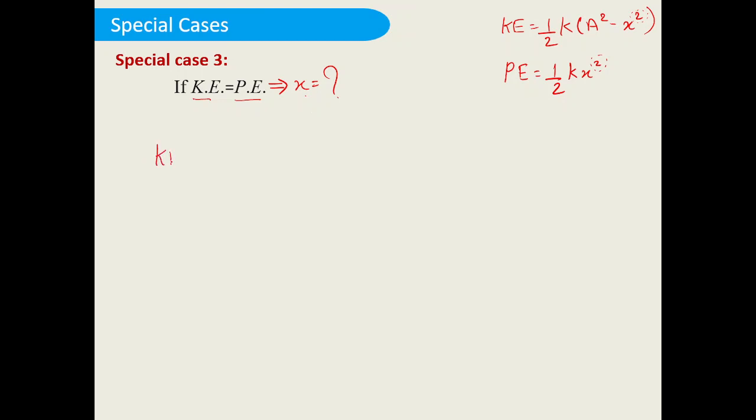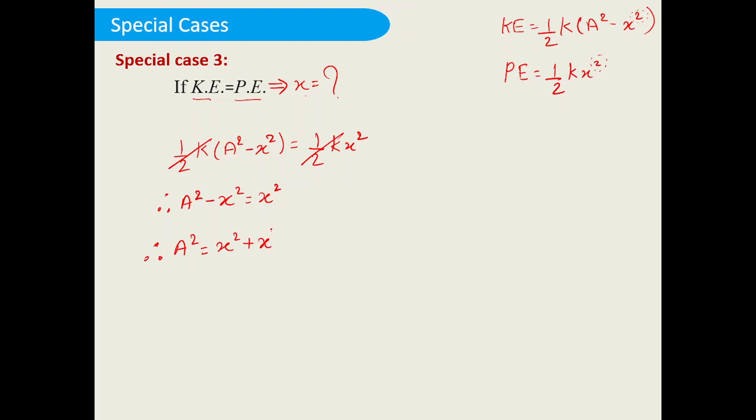So kinetic energy, I can write directly, half k a square minus x square, is equal to half k x square. So half k term will get cancelled. So I can say a square minus x square is equal to x square. So x square will go to that side, it will become positive. So therefore I can say a square is equal to x square plus x square. X square plus x square will be equal to 2x square. So therefore what is the value of x square then? X square will be equal to a square divided by 2.